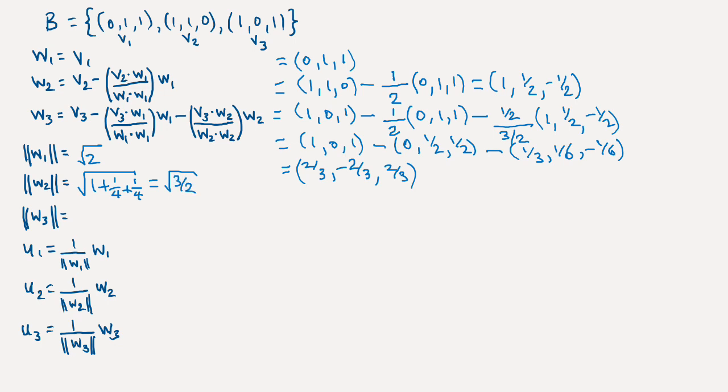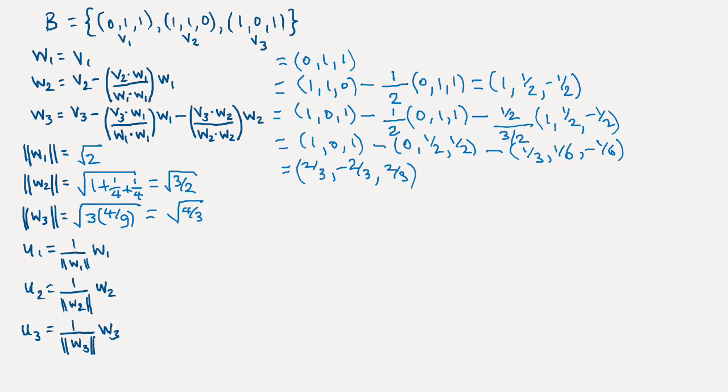And then finally W3, we've got the square root of, what have we got? We've got 2/3, minus 2/3, and another 2/3. So we're going to have 3 times 4/9. So let's simplify that. So that's going to be the square root of 4/3.